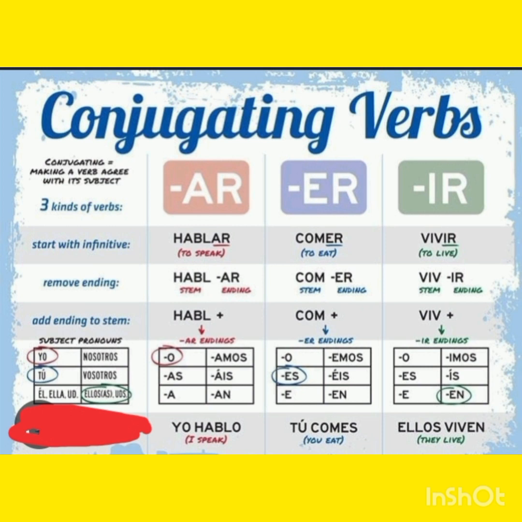Now let's look at the ellos form of vivir. Ellos, the stem is viv and the ending is n. So we say ellos viven. Pay attention to the diagram and what is being circled. Ellos viven means they live. I have attached other conjugations to this video. Let's look at them.